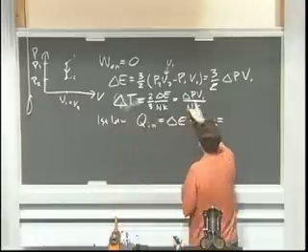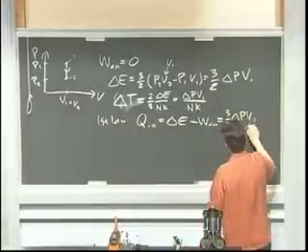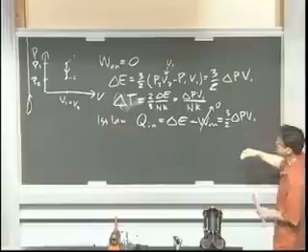Same old. What is delta E? It's right here. It's 3 halves delta PV1. What was work on here? Oh, 0. So there's our answer for how much heat we had to exchange.